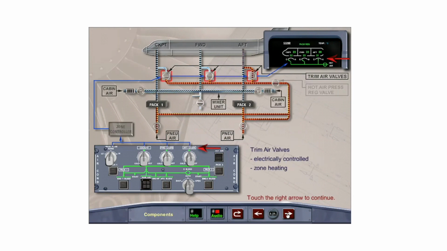The electrically controlled trim air valves add hot pneumatic air to the conditioned air of the mixer unit, satisfying the demand for individual zone heating.